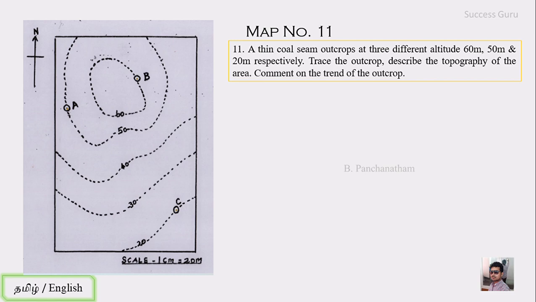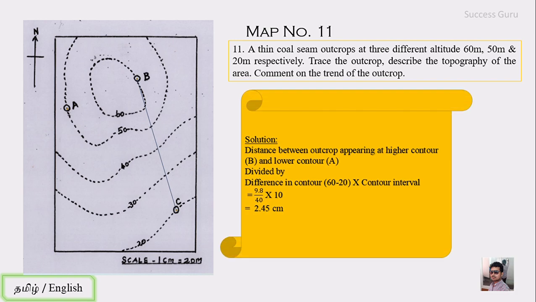Likewise we have to do it. The first step is to connect the highest and lowest contour, which is 60 and 20. Then we do a calculation: the distance between the outcrop at the higher contour and the lower contour, divided by the difference in the contour, into the contour interval. The distance between the higher contour and lower contour is say 9.8 centimeters, right? And the difference in the contour is 40, which is 50, 40, 30, 20. There are four divisions, right?